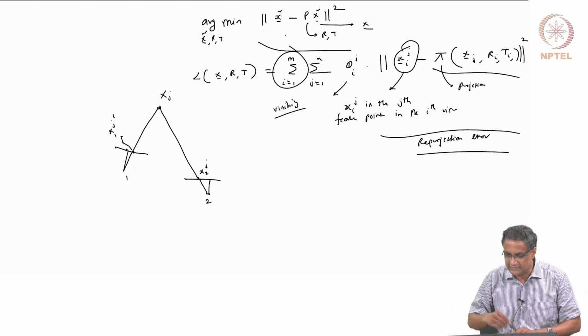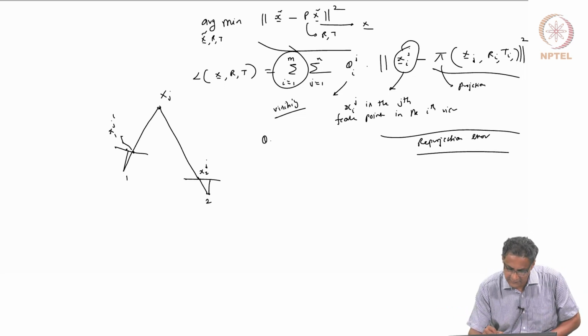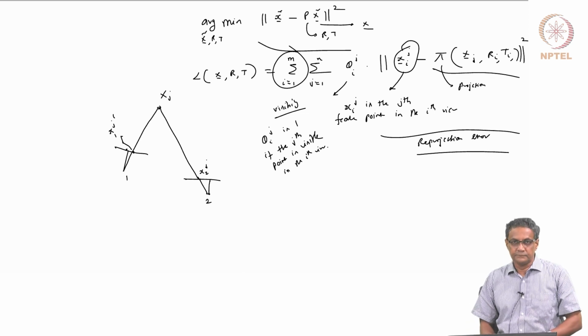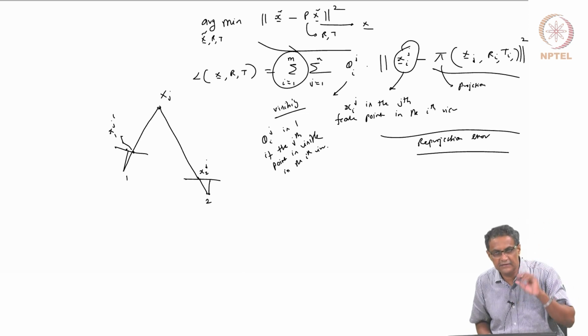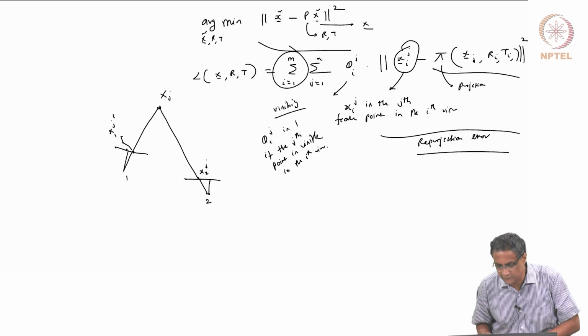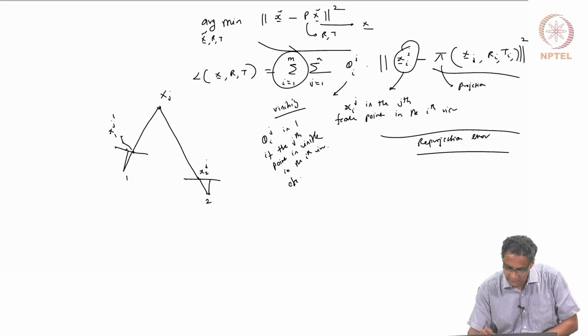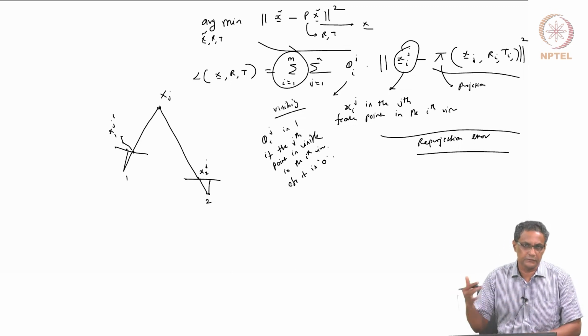Okay, so theta ij is 1 if the jth point is actually visible in the ith view. The jth point means the 3D scene point. If it is visible, it is 1, else it is 0. All that it means is that in the summation, that term you won't include, you will throw it away and then do the summation over the rest.